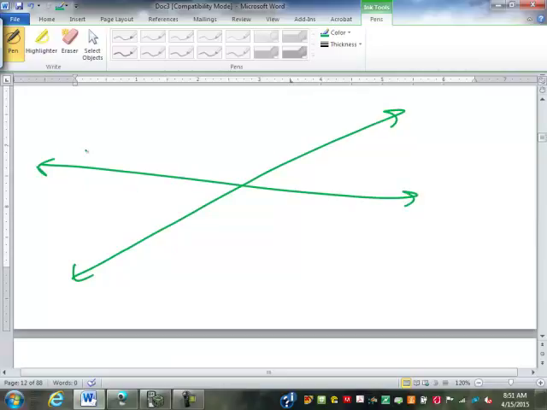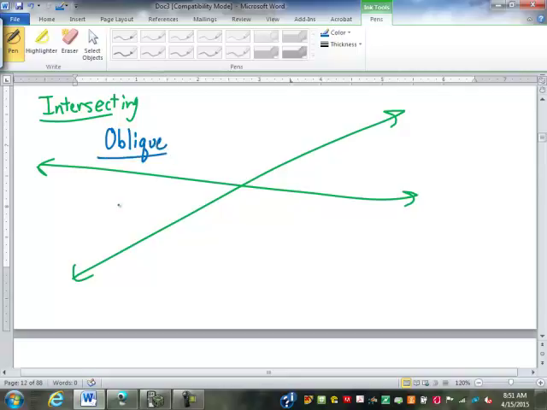How would you describe the relationship between these lines? Well, they intersect, right? So you can say they're intersecting. Well, they form some vertical angles. They are intersecting lines, but intersecting lines can be perpendicular. These lines are not perpendicular. So to state that they are intersecting but not perpendicular, the term we use is oblique. They may intersect, but they're not right. They don't make a right angle.